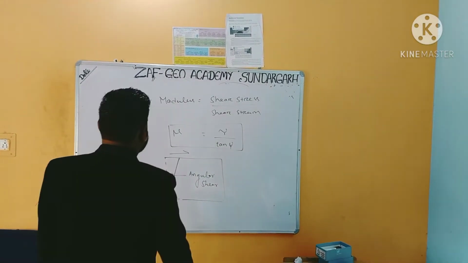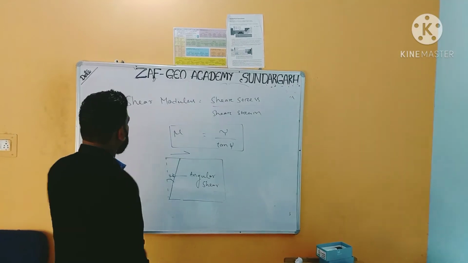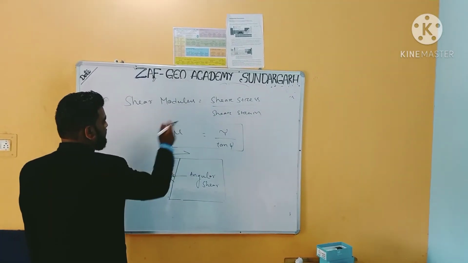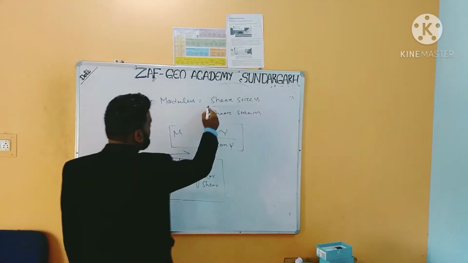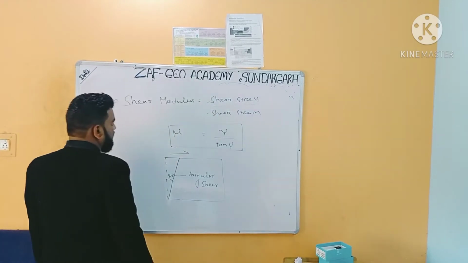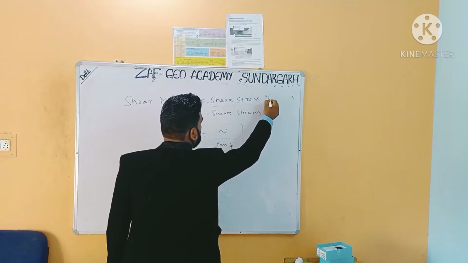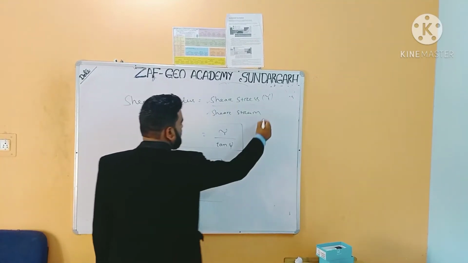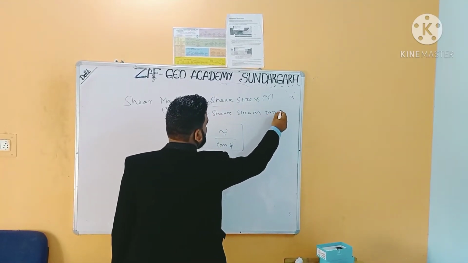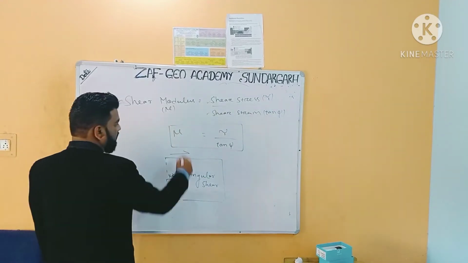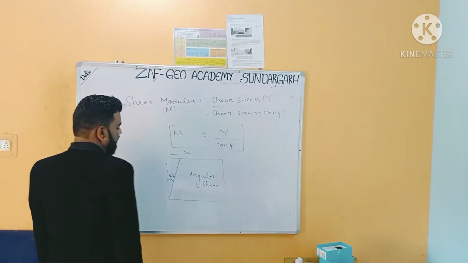Now the next terminology is shear modulus. Okay, so shear modulus will be equal to shear stress upon shear strain. It is basically denoted by mu, shear stress will be denoted as tau, and shear strain will be denoted as tan of psi. Okay, so mu will be equal to tau divided by tan of psi.